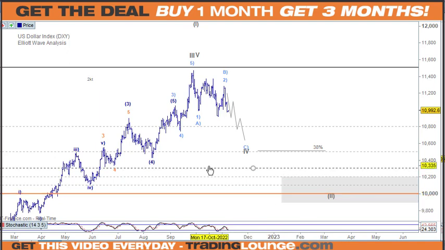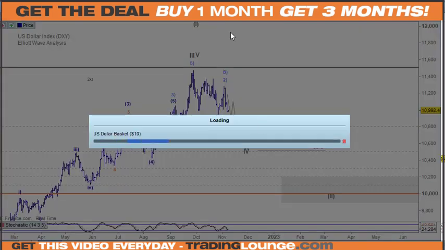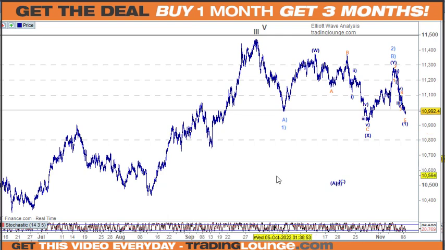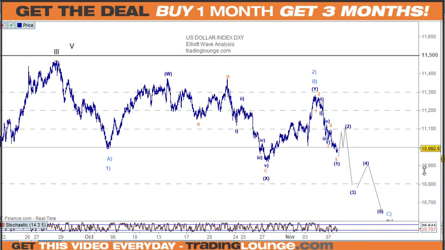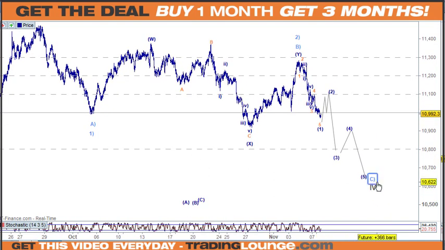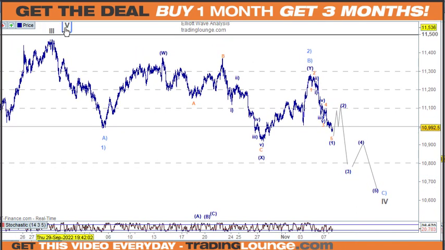So we'll just see how that plays out. But let's go into the 2K tick chart in this little area here and just have a look at this. So we've either got wave 3 here, and we're going down into wave 4 over here now, or we've got wave 5 top in play.